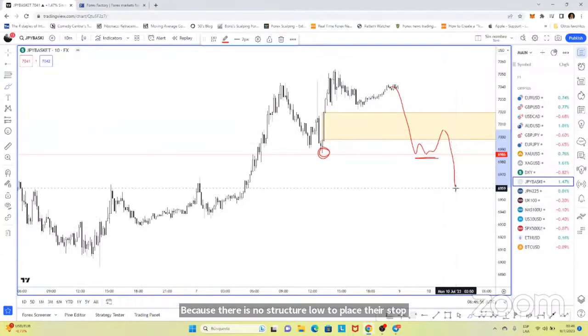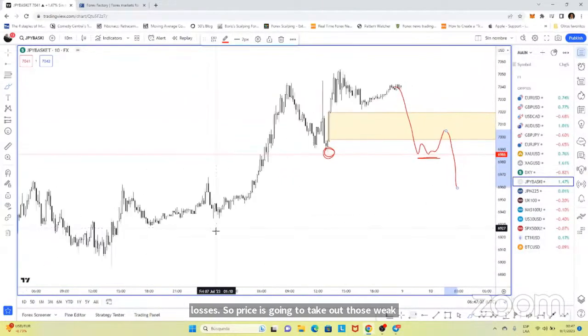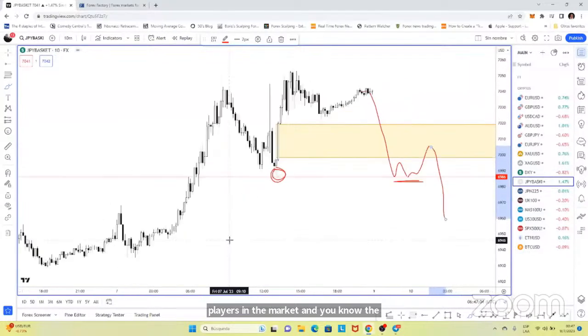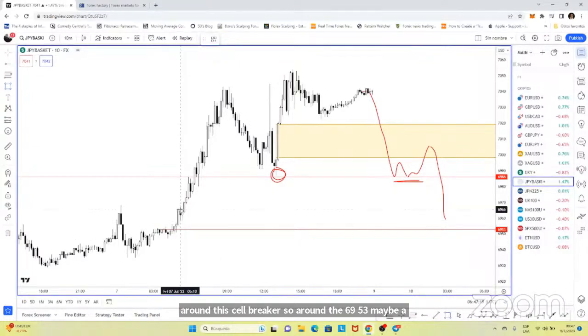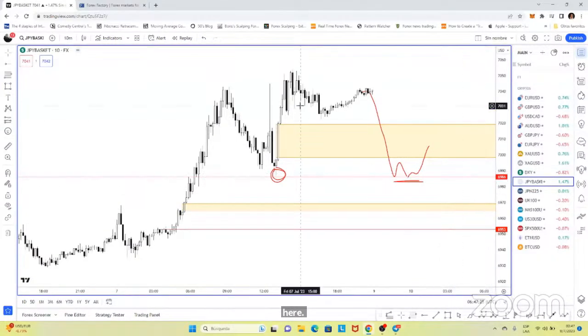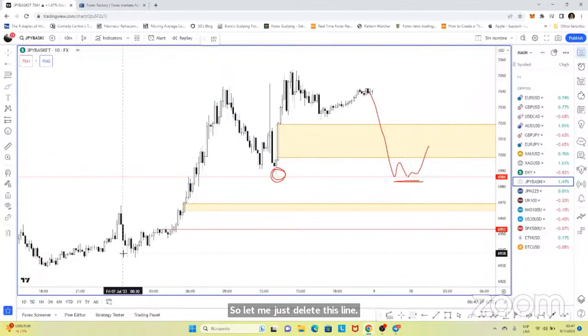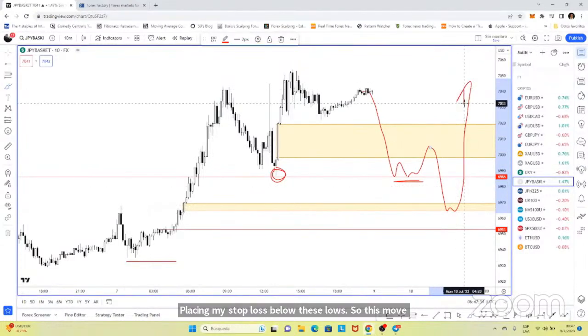So price is going to take out those weak players in the market, and the actual level that I'm looking for longs on the Japanese yen would be around this breaker, so around the 69.53, maybe a little bit higher, right? Maybe a little bit higher right here. So let me just delete this line. Yes, right here actually, placing my stop loss below these lows. So this move is the one that I'm looking for. Of course, I'm not going to trade the Japanese yen basket.